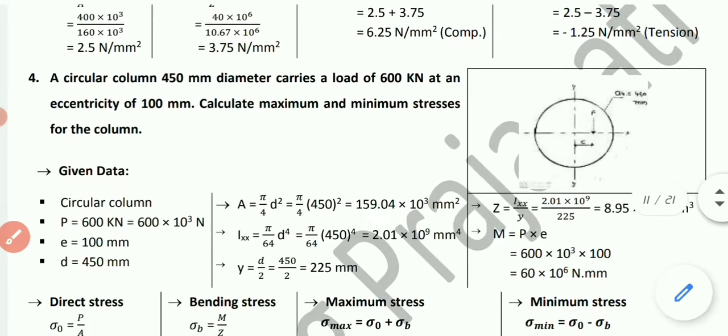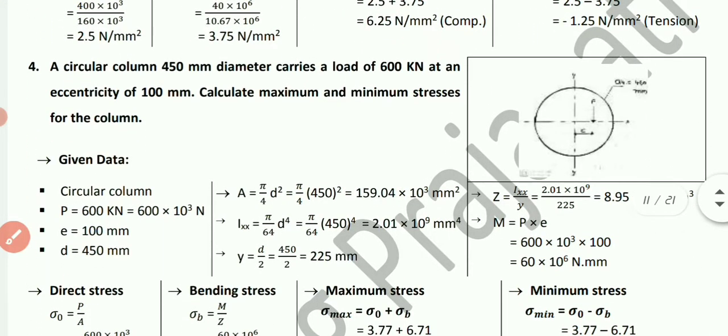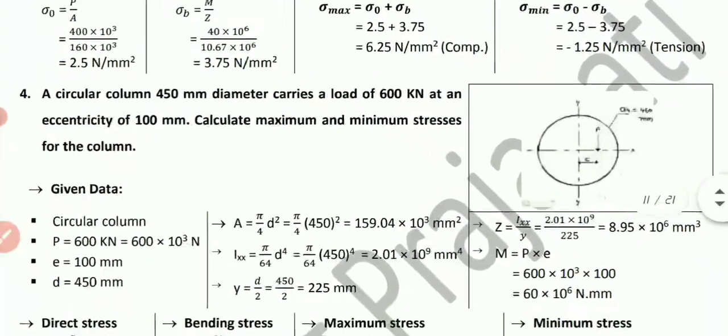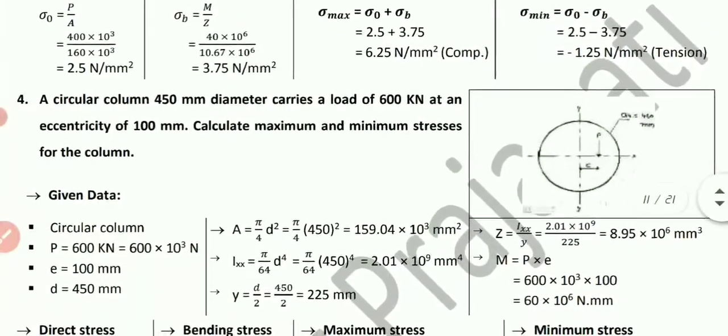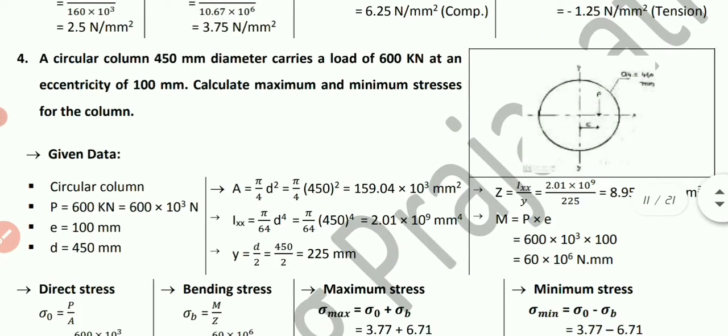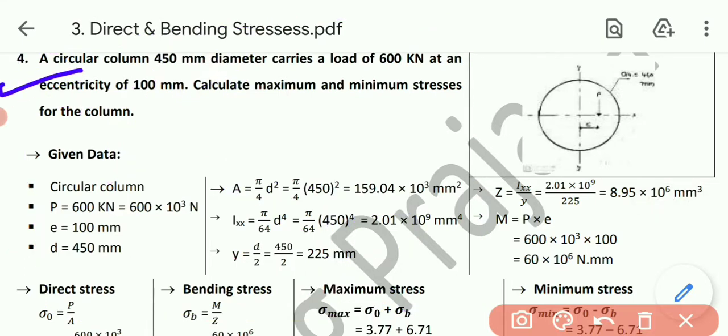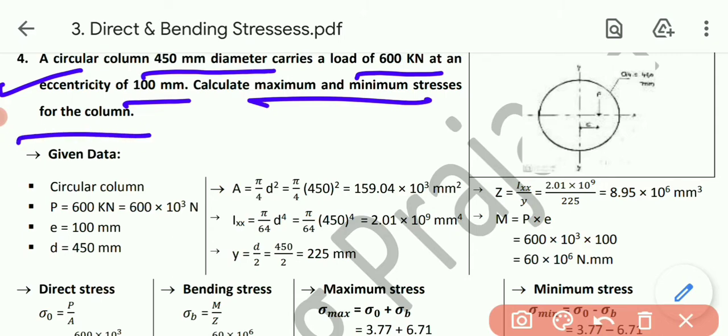Now moving forward, next, in the first case I took the rectangle, then square. Now in this case I will take the circular section. See, a circular column 450 mm diameter carries a load of 600 kN at an eccentricity of 100 mm. Calculate maximum and minimum stresses of the column.